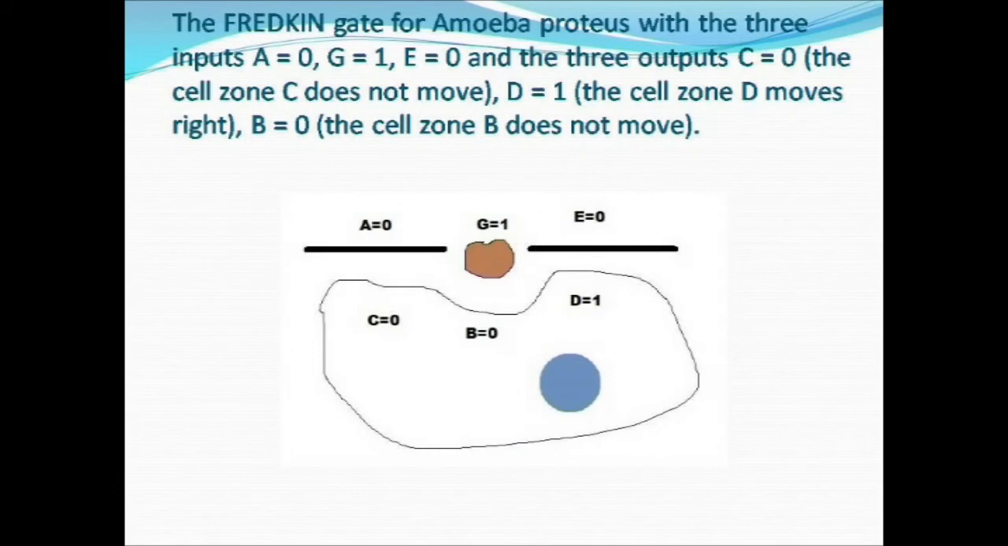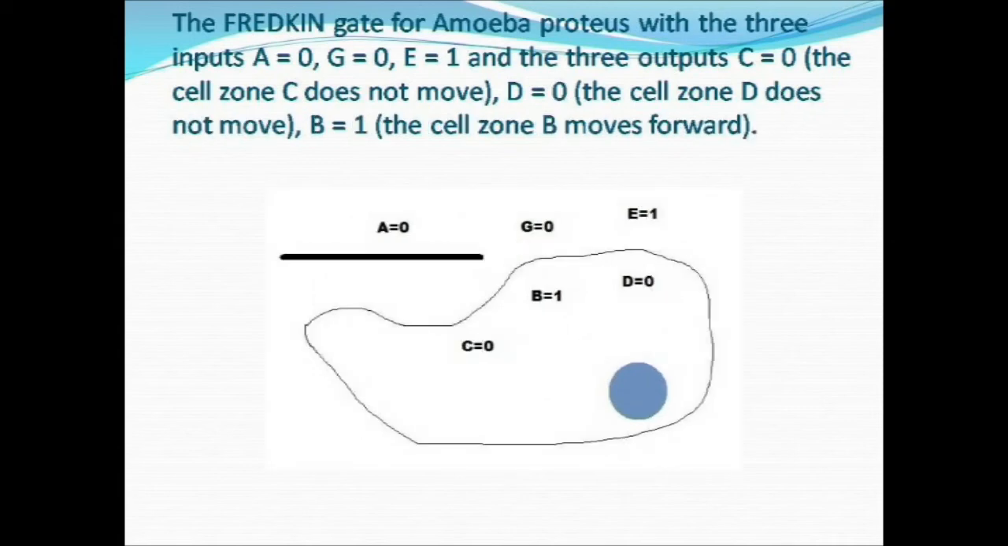Next, the Fredkin Gate for Amoeba proteus with the three inputs A equals 0, G equals 1, E equals 0, and the three outputs C equals 0, the cell zone C doesn't move, D equals 1, the cell zone D moves right, B equals 0, the cell zone B doesn't move.